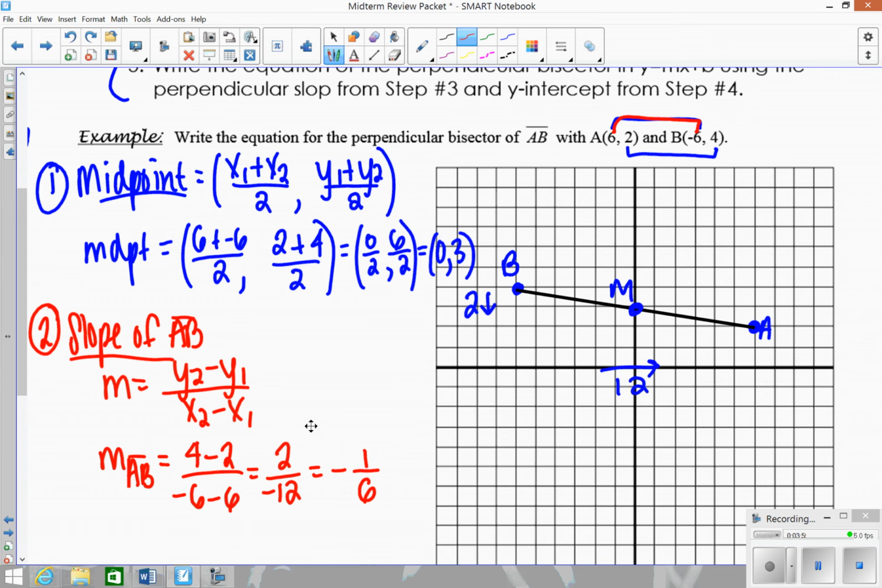Hopefully you recognize the pattern here with these. Negative 2 over 12 is the same thing as 2 over negative 12, or negative 12 over 2.